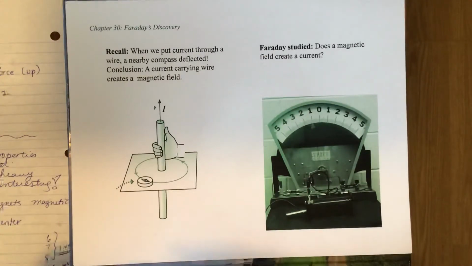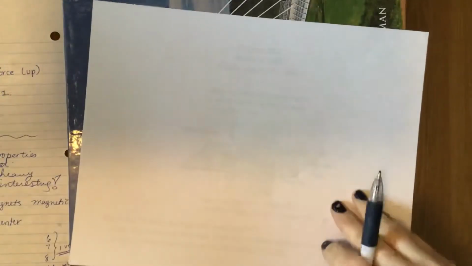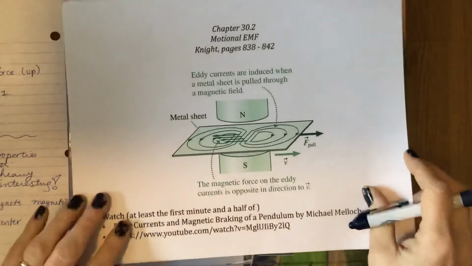So what Faraday asked and what Faraday studied was, if we change a magnetic field, can we get a current? Of course, one super important application of this is power generation. So let's start to look at this a little bit. But first, we'll have one more application before we get into the math and all that stuff.